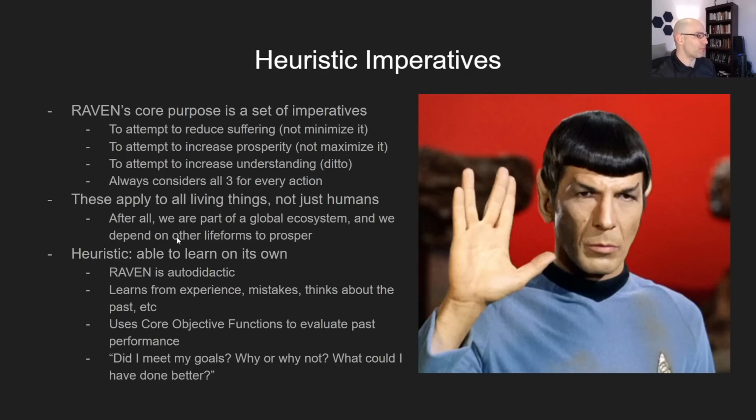Anyways, so the point of a heuristic imperative is that Raven uses these heuristic imperatives when thinking, planning, deciding, and evaluating the past. So in order to learn from the past, in order to be autodidactic, Raven has the ability to contemplate past decisions and then look at long-term results to say, did I do a good job? Can I come up with better principles in order to do better in the future?